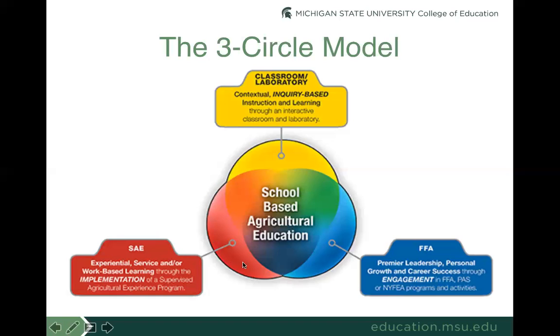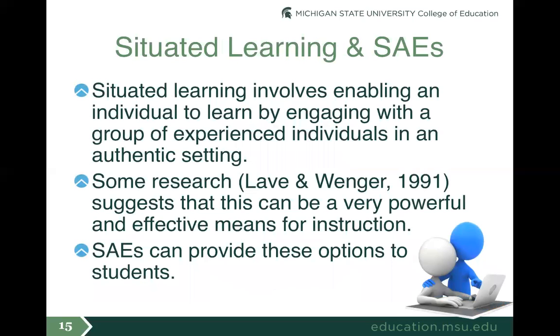And then finally, we have our SAE circle, our supervised agricultural experience. And this is a situated form of learning in which a student should be getting career-based experiences in authentic settings with people with expertise in a field outside of a regular class operation or outside of a regular class period. And so this might take place at a school, but as much as possible, this should be in an authentic environment with people with expertise in that given field and an identity with a given or chosen career area. And so situated learning and SAEs are very similar, but they're not identical. Not all SAEs are situated learning, and not all situated learning is an SAE.